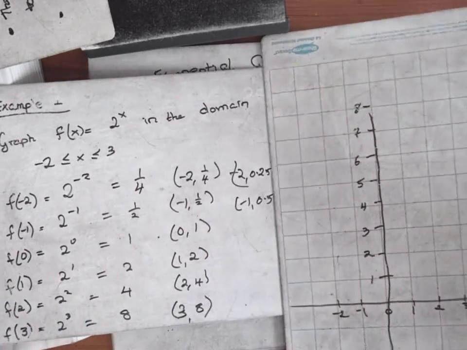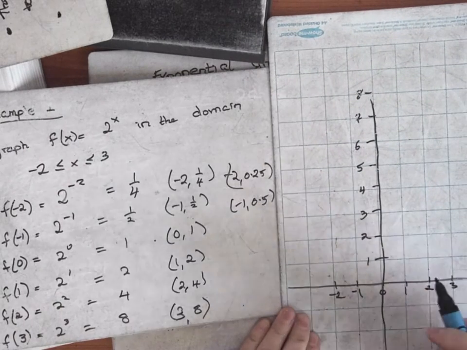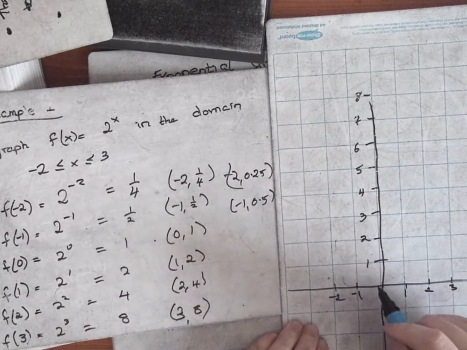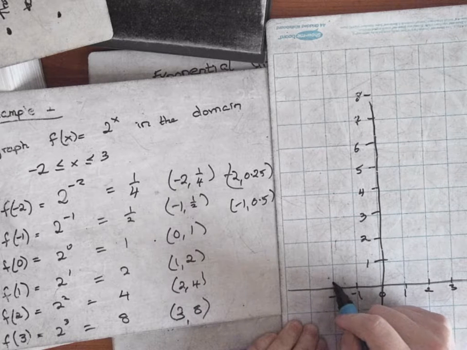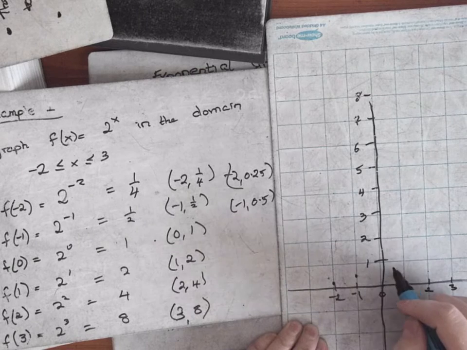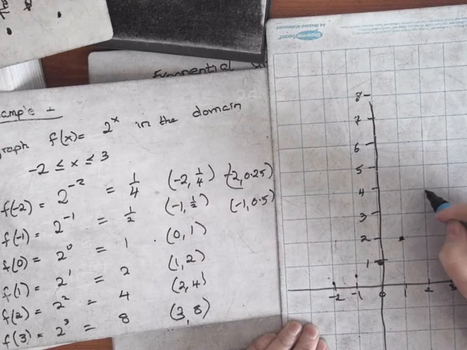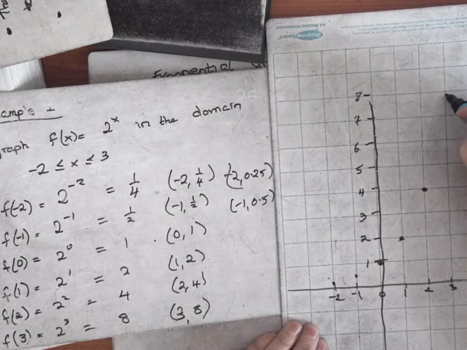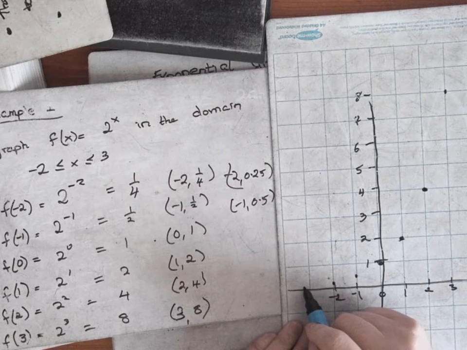Okay, so then to draw, I have -2, a quarter. So across to -2, up a quarter is about here, right? -1, a half is here. 0, 1 is here. Then I have 1, 2, 2, 4, and 3, 8. Okay, so your graph looks like this.